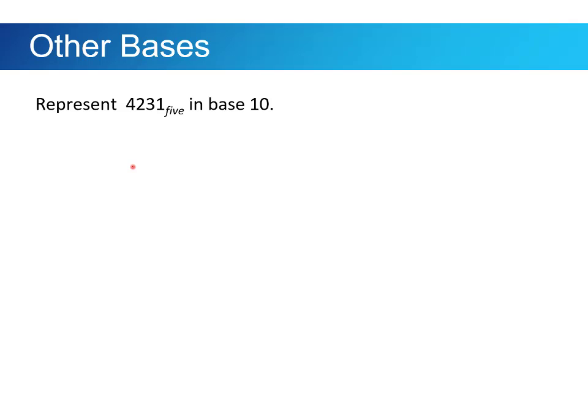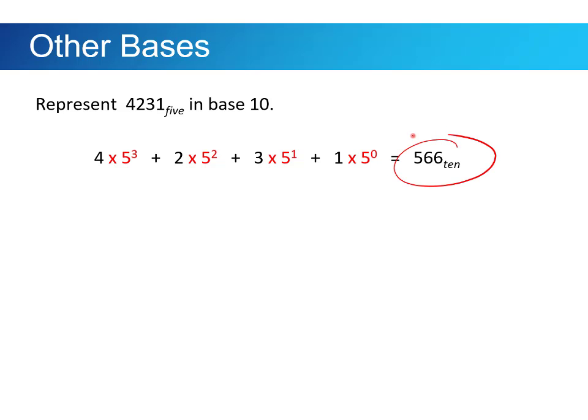Okay, we are back. Let's see how you did. We take 4, 2, 3, 1, and multiply them by powers of 5, starting at the right, 5 to the 0, 5 to the 1, 5 to the 2, 5 to the 3, and the answer we get is 566.